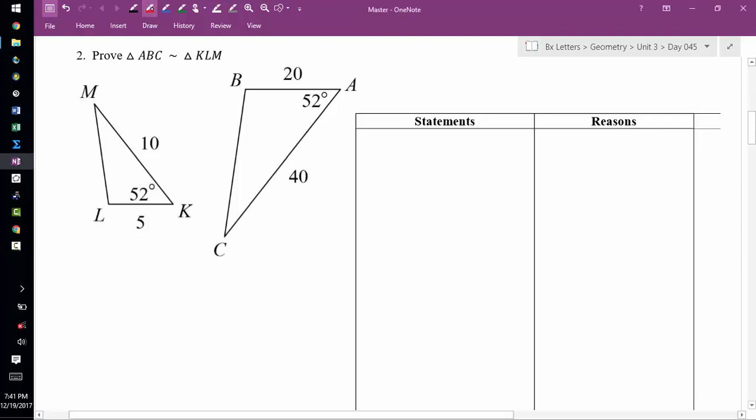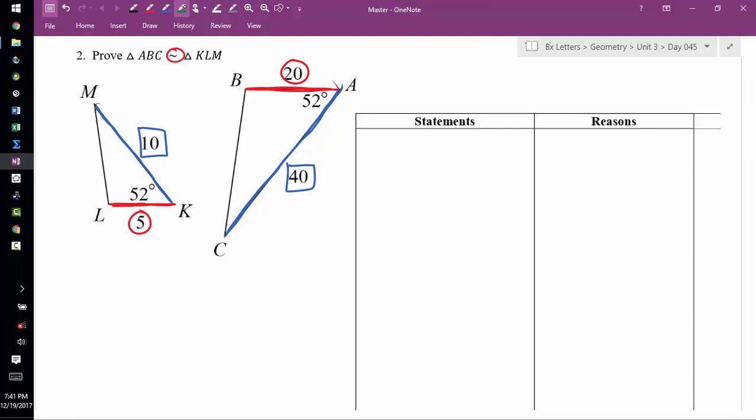So problem two, we're asked to prove that the triangles are similar. And here what I notice is I've got two sides. I've got this small side 5, and I've got the corresponding smaller side 20. And then I've got this larger side 40, and this larger side. So I'm going to circle my small, box off my large. That way when I go to do the ratios, I know what matches what.